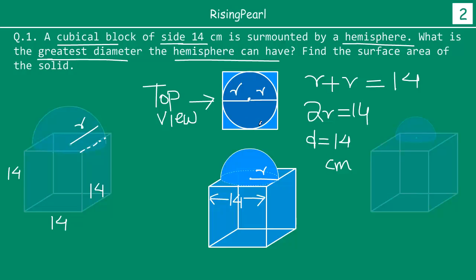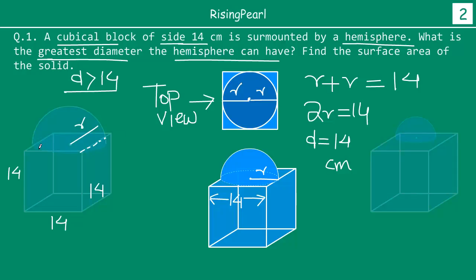Keep in mind this is the top view, and the circle is the view of the hemisphere from the top, right? And I have highlighted it in dark blue. So if the diameter of the hemisphere is exactly 14, then it fits the cube. If we go with a diameter greater than 14, then the sphere comes out of the cube, like the way we had it here.